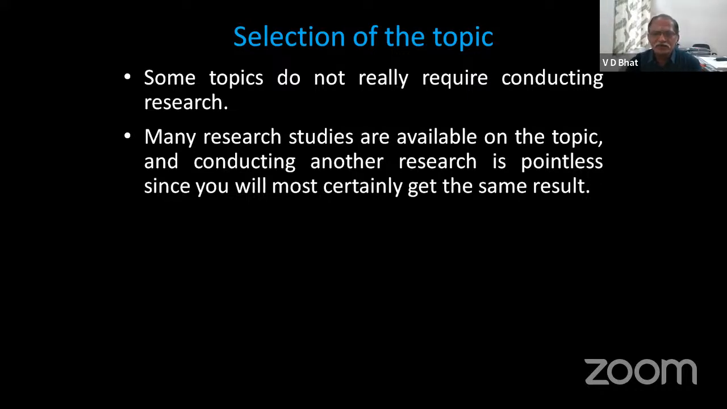And a student says, I want to do a research to find out the relationship between intelligence and achievement. You will say, no, it is not required. Already there are so many researches. So this generalization has been made beyond the non-acceptability. It is proved that you don't have to do one more research. Let me show you some topics now.